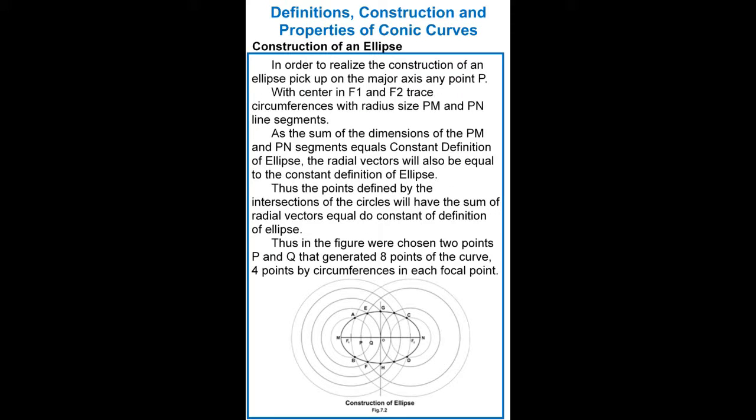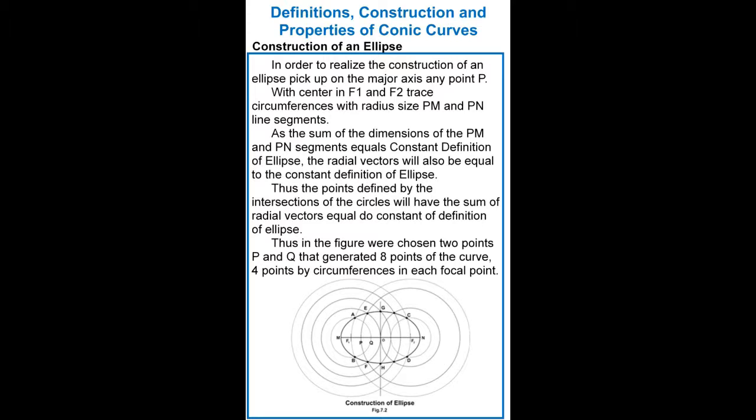This slide shows the methods of constructing the ellipse curve. To construct the curve of the ellipse, the two axes, the major axis and the minor axis, are drawn. In the major axis, the two focal points F1 and F2 and the two vertices M and N are marked. To determine the points of the curve, a point P is marked between the two focal points F1 and F2. Centered on F1 and F2, circles are drawn with a radius equal to the size of the line segments PM and PN.